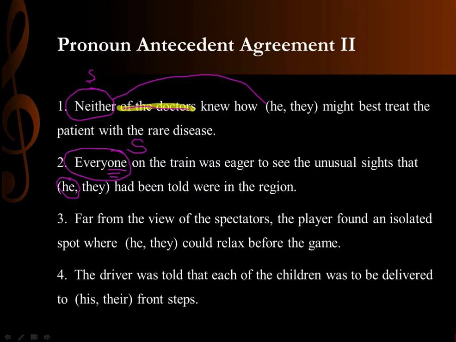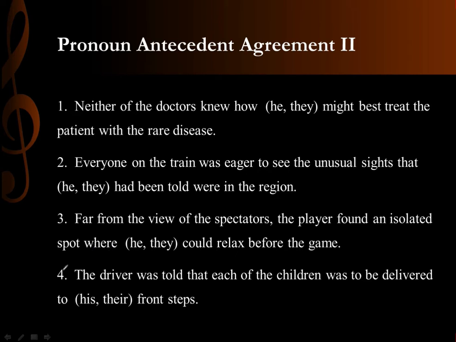Next, we have: far from the view of the spectators, the player found an isolated spot where he or they could relax. Well, if we're going to have trouble finding the antecedent, get rid of all the prepositional phrases and then look for it. Well, player is clearly the word that we're talking about. If you're not sure, somebody's going to relax. Who is it? It's the player, and that is singular, and therefore you have to have a singular pronoun to go with it.